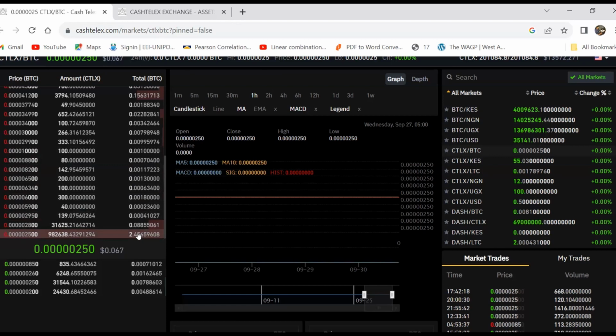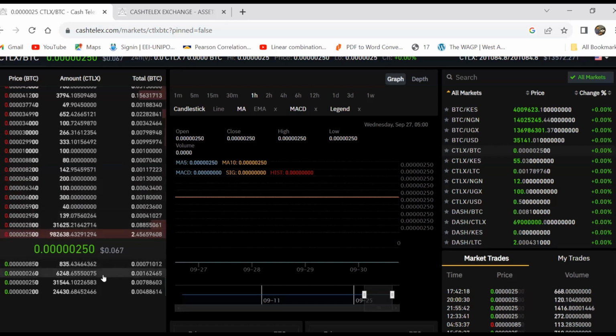I know once the exchange comes into full operation, we'll come to appreciate this better. But it's good we learn it now before it comes into full operation. Then let's use another example. Another person is selling 200 CTLX at this BTC price. So if somebody buys this 200 CTLX now, this person will get 0.0013 Bitcoin. So that is that for selling.